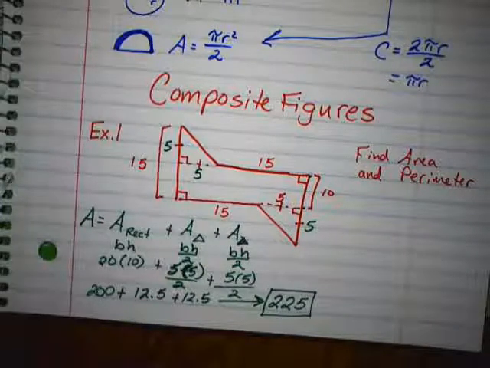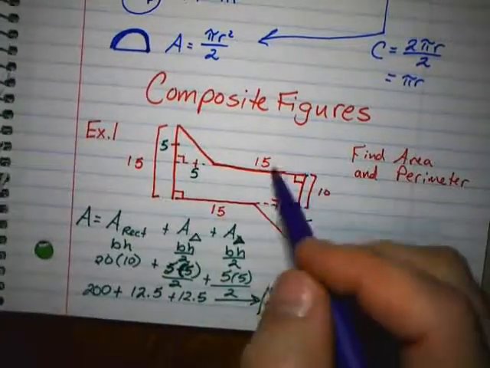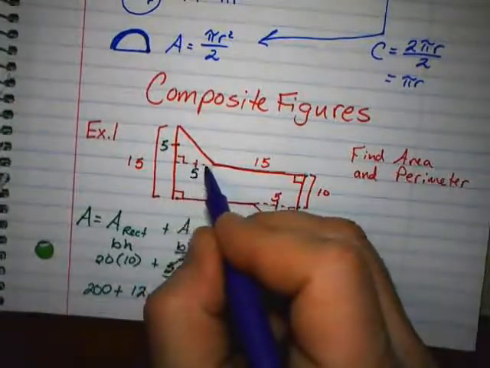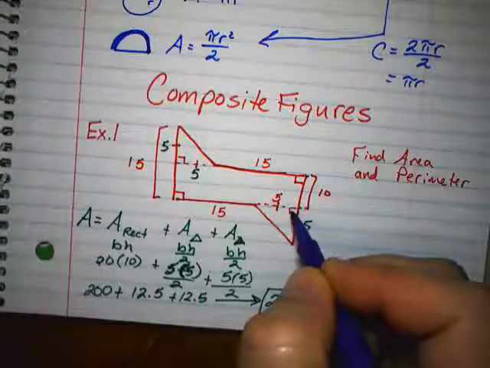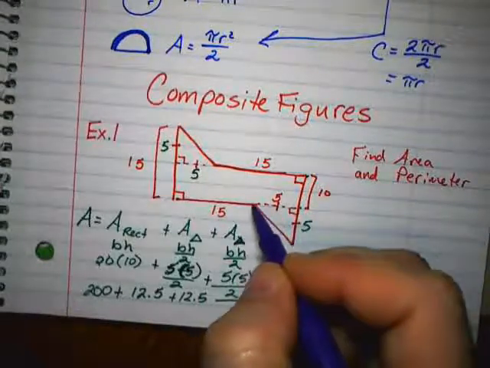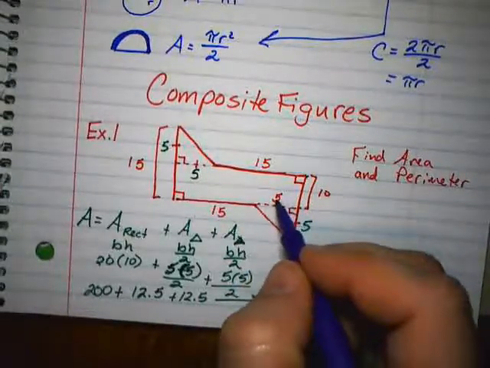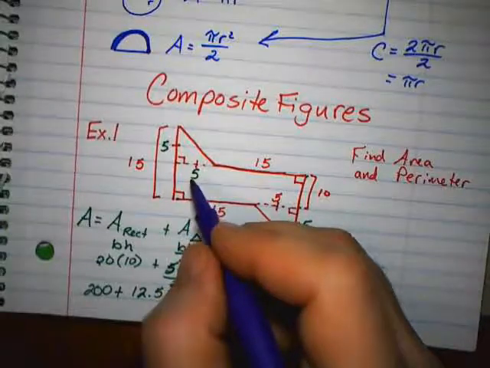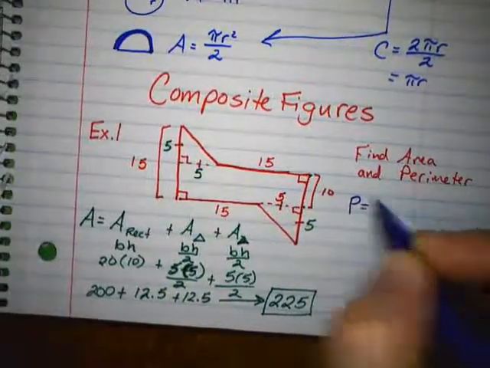To find the perimeter, we're simply going to add up all the sides. We do not include dotted lines that are in the interior of a figure because they're not part of the outside edge. They're not part of the perimeter. So I'm not going to include this 5 and this 5 in my perimeter. But to find the perimeter, I'm just going to start adding the sides.